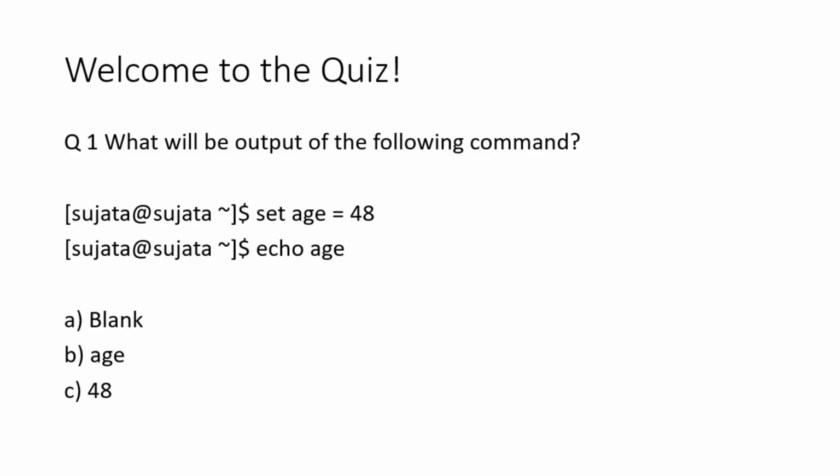Hello folks, welcome to the quiz. Question number 1. What will be the output of the following command? Set age is equal to 48, echo space age. Your options are A, blank, B, age, C, 48.